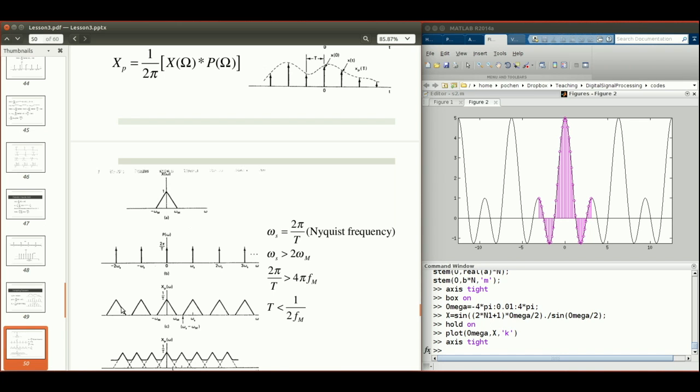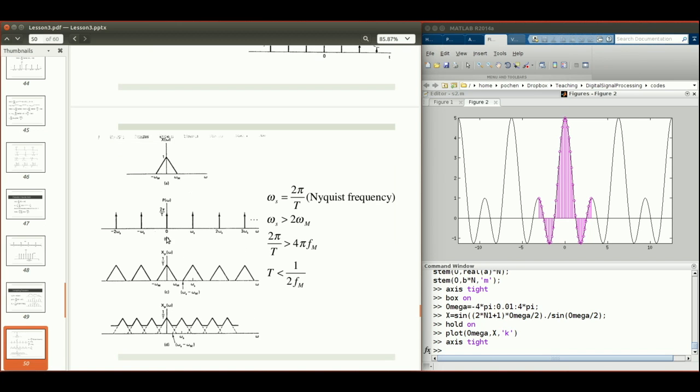Just this pattern that keeps repeating itself at all those locations where you have an impulse. You can see that, right? Now we have to be careful, because the interval between those impulses is omega s, and the width of this particular spectrum is 2 times omega M. It's from minus omega M to positive omega M, so the width is 2 times omega M.